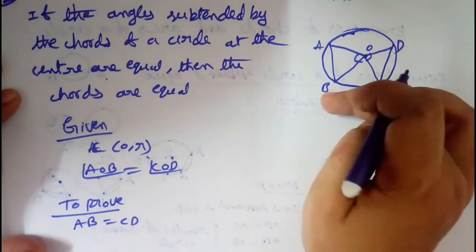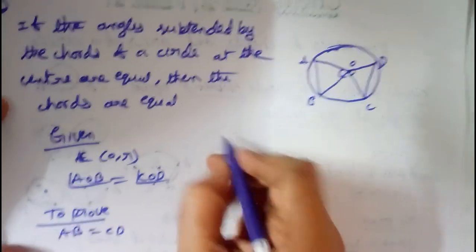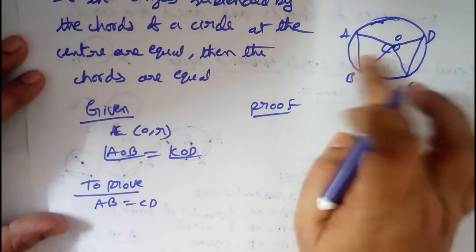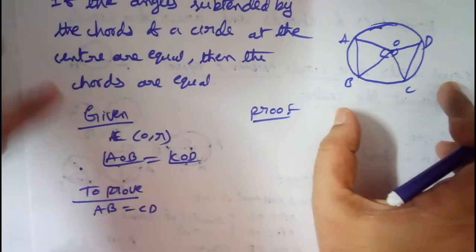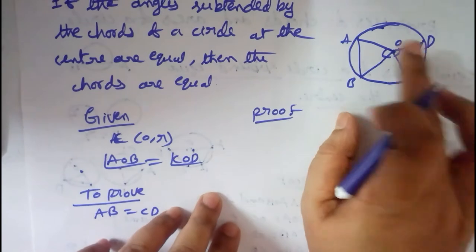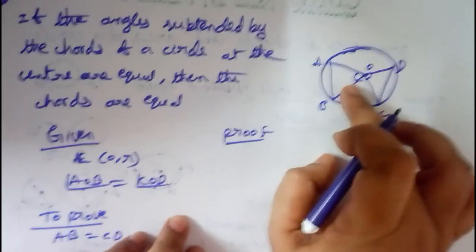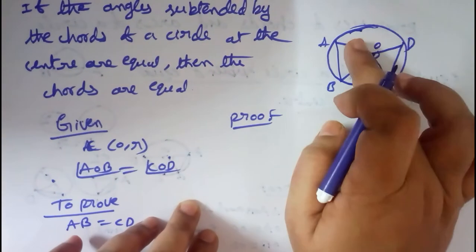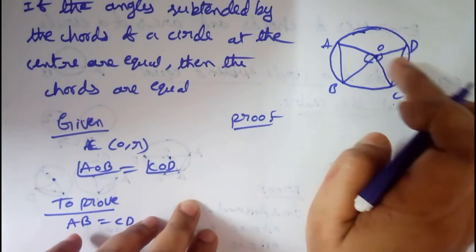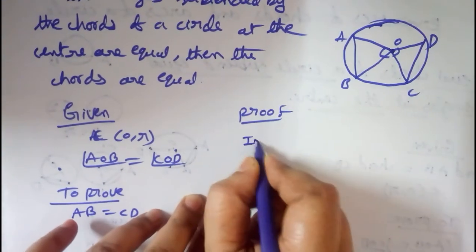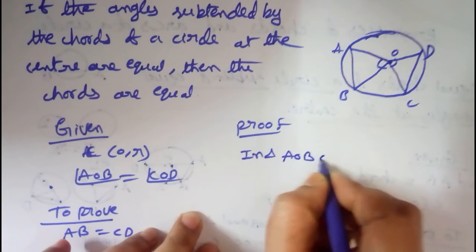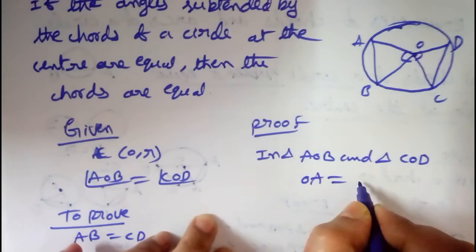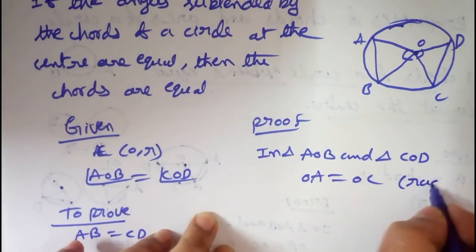Construction: join OA, OB, OC, OD. This is the construction part. Now see the proof. If you prove these two triangles are congruent, then AB, CD are the corresponding parts of congruent triangles. Now how to prove these two triangles are congruent? OA, OC, radii of same circle. OB, OD, radii of same circle. Angle AOB is equal to angle COD, given. Side, angle, side. By SAS, these two triangles are congruent. So in triangle AOB and triangle COD, OA is equal to OC, radii of same circle.